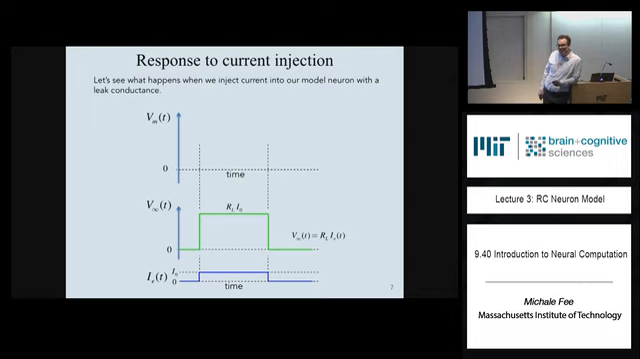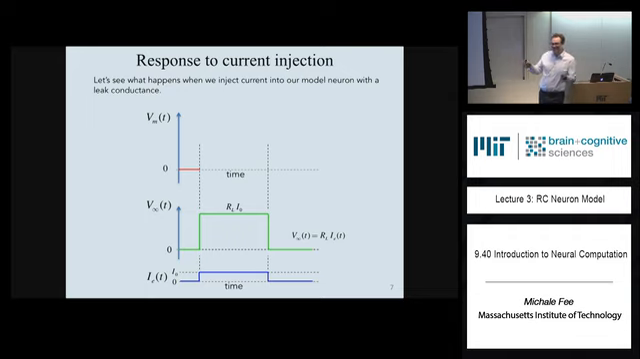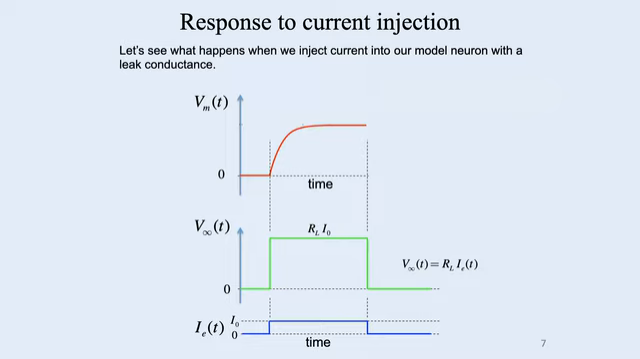What's your name? Katie. Yes, stays at 0. Good. How do we say? Exponentially toward V infinity. Very good. So it relaxes exponentially toward V infinity, which is here.